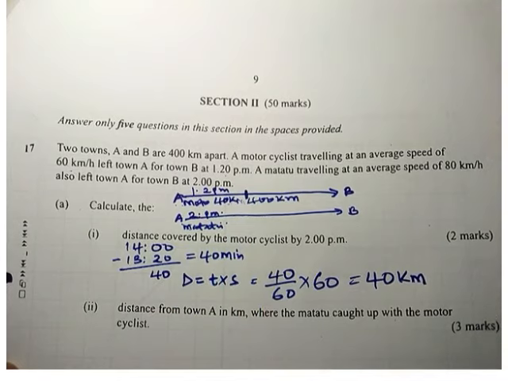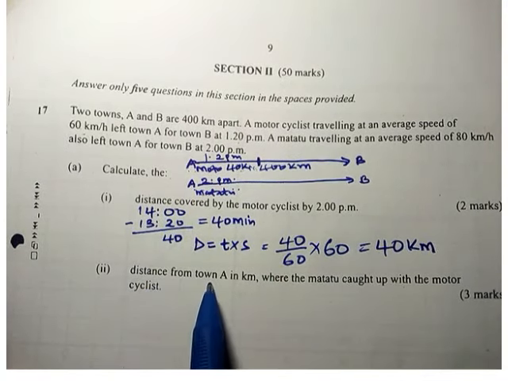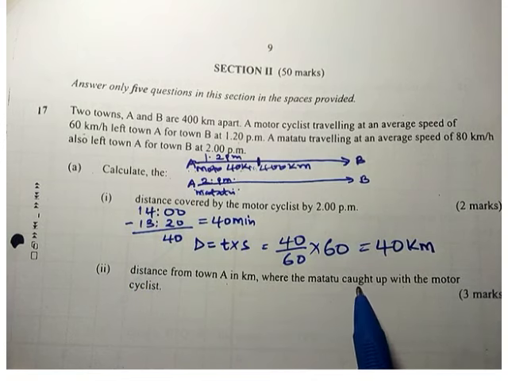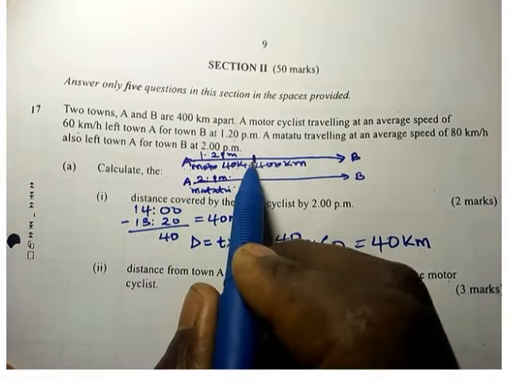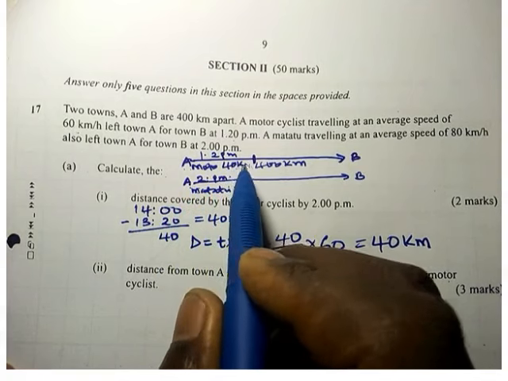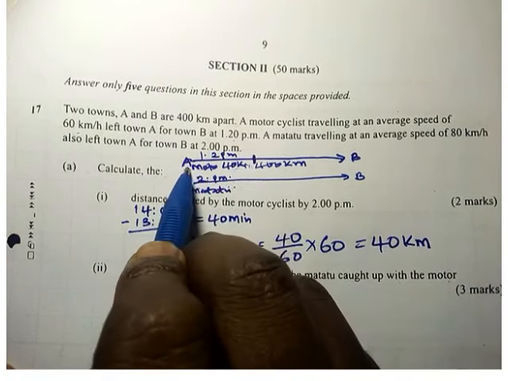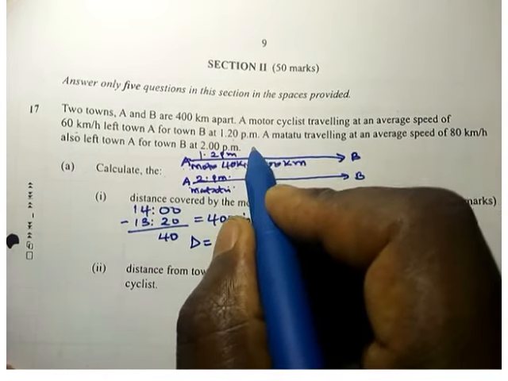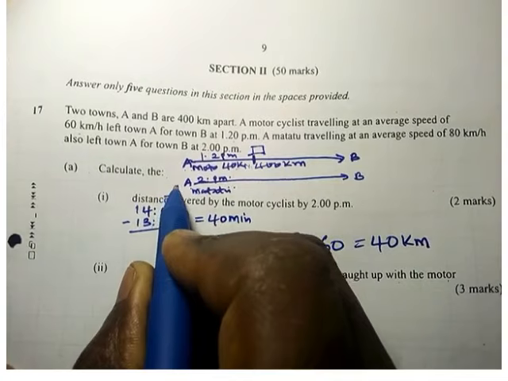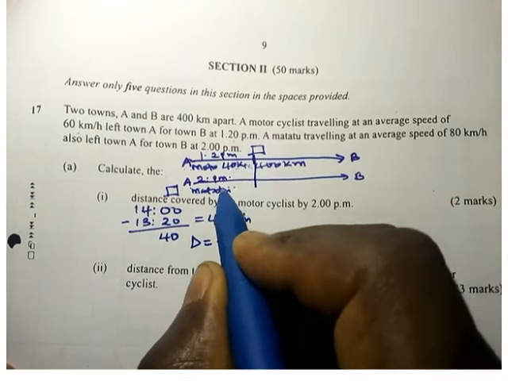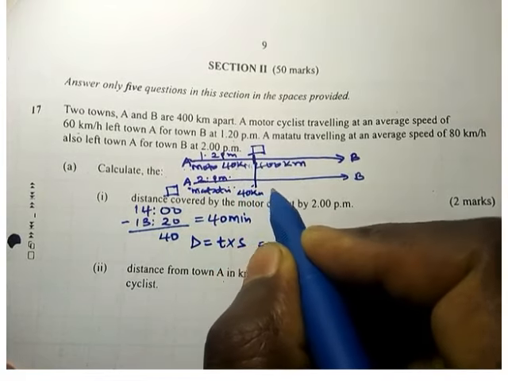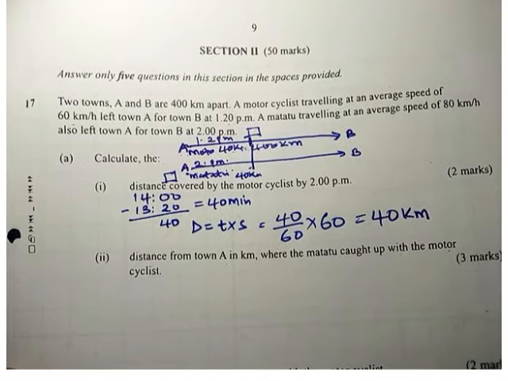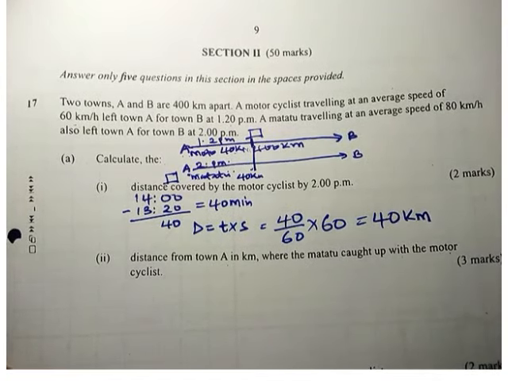Calculate the distance from town A in kilometers where the matatu caught up with the motorcyclist. For the matatu to catch up with the motorist, the distance between them is the distance from here. Unaona motorist ndio imefika hapa, lakini matatu ndio inaanza hapa. So the distance between them ni hii 40 kutoka A mpaka hapa. So 40 kilometers is the distance between them. So we are going to use that one as the distance between the two bodies.